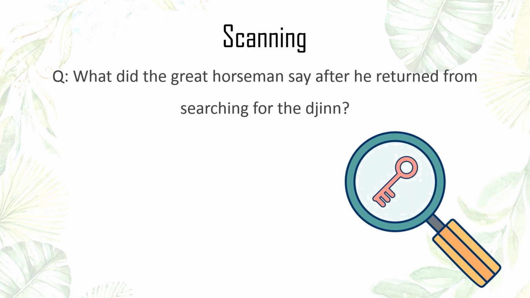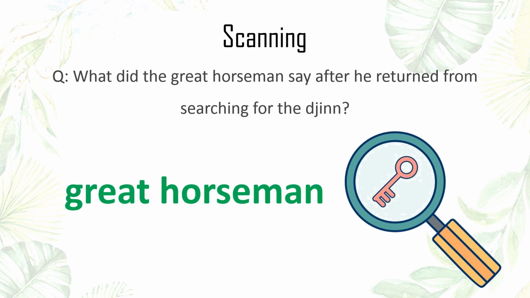So if you read yesterday's text, it was 4 pages long. And if you were to scan through that, because you don't have time to read all 4 pages, but you wanted to answer the question, what did the great horseman say after he returned from searching for the jinn? Now we know that the jinn comes up quite often, so to look for that keyword isn't going to be very helpful. However, in that sentence, the keywords great horseman become relevant, and we are going to choose those as our keywords.